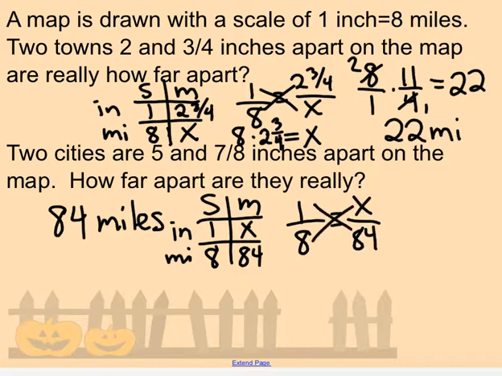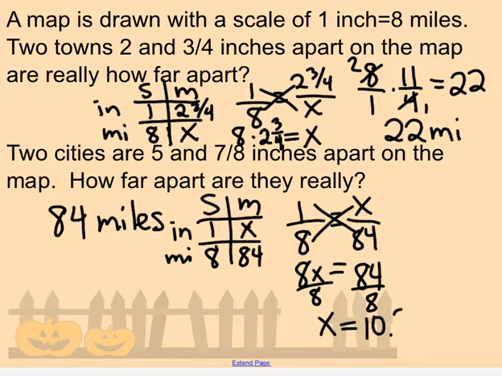So we cross multiply and get 84 is equal to 8x, and divide by 8. When we divide by 8, we see that x is 10.5 inches. On a map, those two towns would be 10.5 inches apart. So depending on the information that you are given, just fill in your box appropriately.